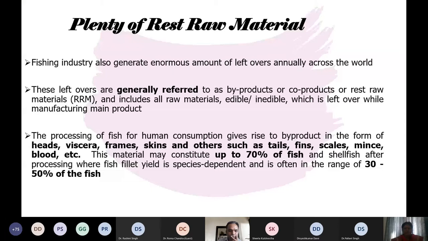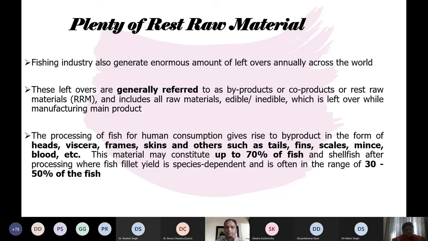The fishing industry generates an enormous amount of leftovers annually across the world. These leftovers are generally referred to as byproducts, co-products or rest raw materials, and include all raw materials, edible and inedible, left over while manufacturing the main product. In surimi production, a lot of edges, head, viscera, frames, skin, and others such as tails, fins, scale, mince, blood, etc. is produced. This material may constitute up to 70% of the fish. It means only 30% of the fish is used for production of surimi. The rest is wasted. You can imagine how much waste we are producing during surimi production. Fish fillet yield is species dependent, often in the range of 30 to 50% of the fish.